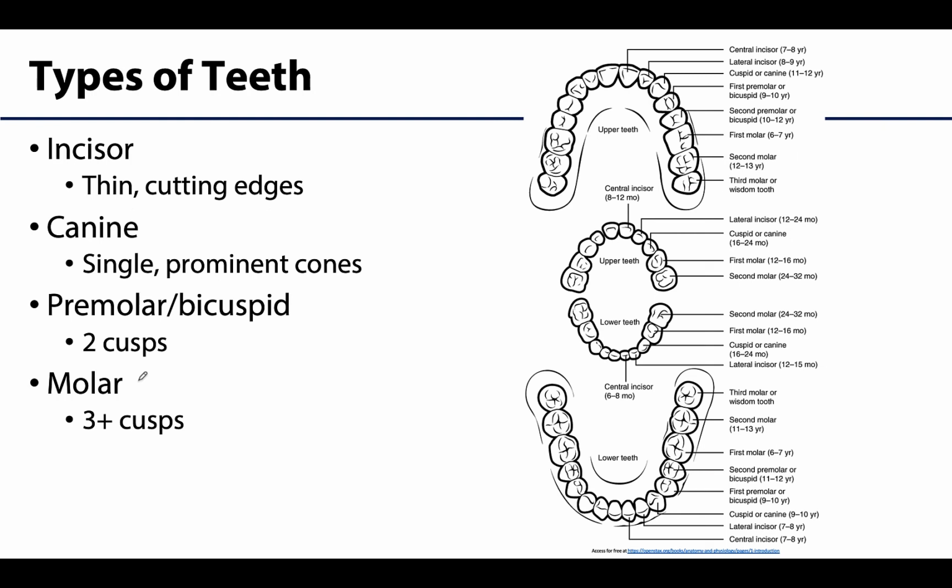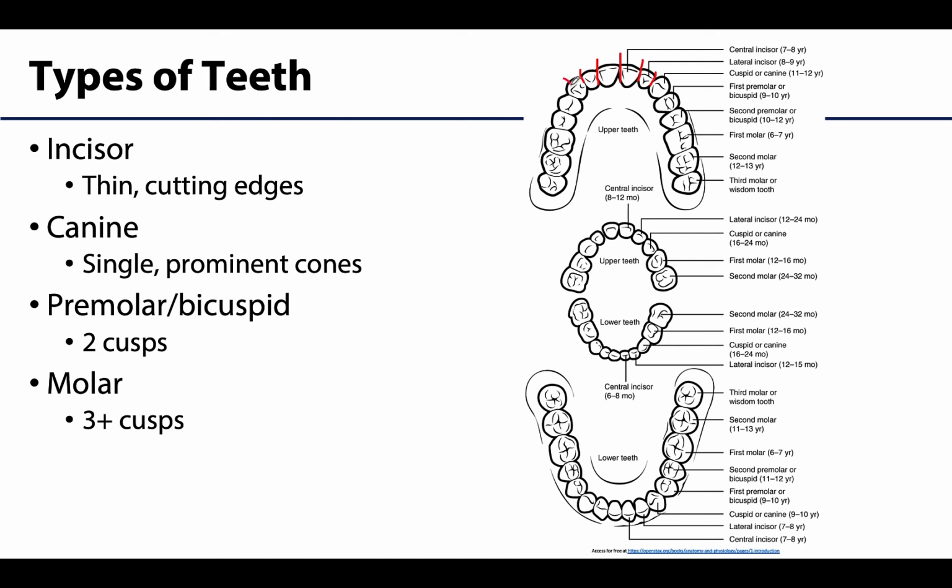So let's talk a little bit about the teeth. There are 4 types of teeth. There are the incisors, which are going to be the more thin cutting edges. So you'll have central incisors and lateral incisors.